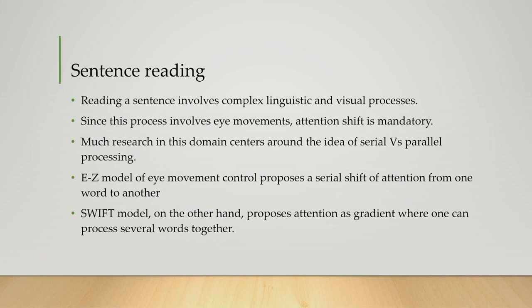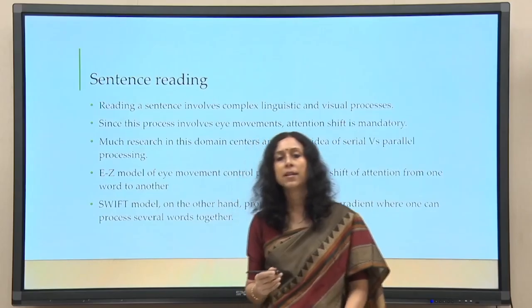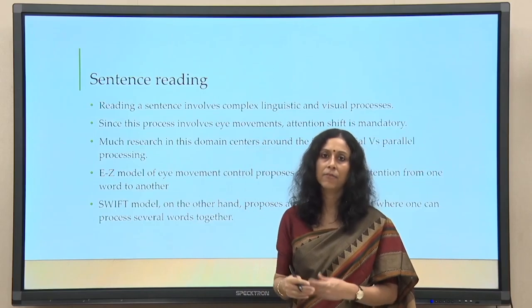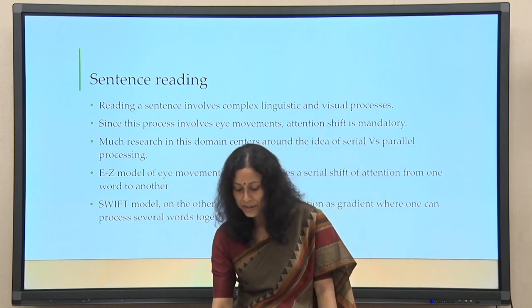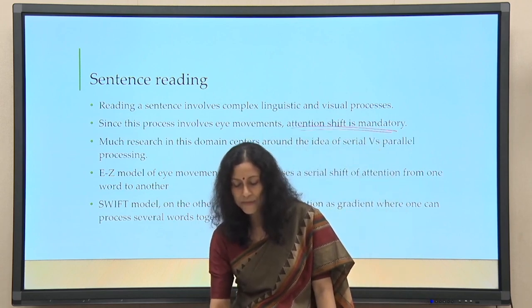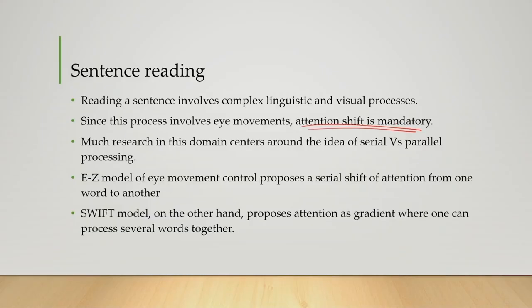So, in case of sentence reading, reading a sentence is basically a complex process that involves both linguistic and visual processes, right. Since this process involves eye movement, in case of sighted people, naturally, it involves visual attention. That is something we have already seen. So, attention shift is also mandatory. We shift attention from one word to another, and that is how we read.